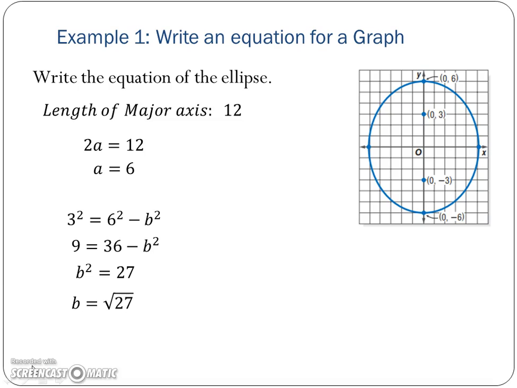So we're going to write it into standard form. Again, it's vertical, so it's y squared over 6 squared plus x squared over the square root of 27 squared equals 1. Then we're going to square the 6 and the square root of 27, so we get y squared over 36 plus x squared over 27 equals 1. And so that is our equation of our ellipse.